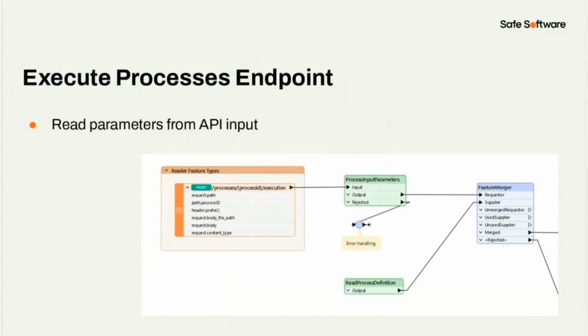So in this screenshot, you can see our execution endpoint that has properties like the process ID, the process body, and so on. And of course, these parameters need to be processed. For each of the processes that we have defined, we also have a definition that we are loading in here. And we're making sure that all of the input parameters are actually set correctly.